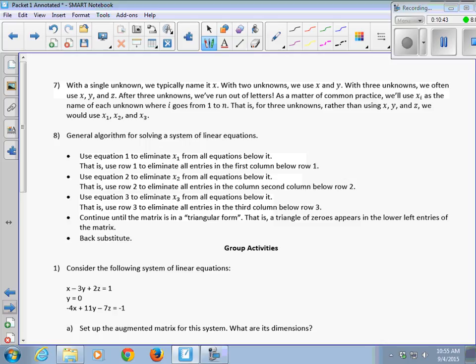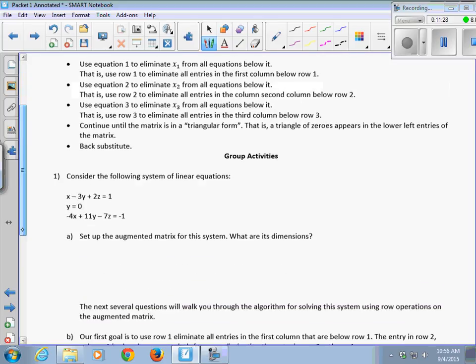So here's your general algorithm. This is how you solve using a matrix and row operations. Use equation 1 to eliminate x1 from all equations below it. Or use row 1 to eliminate all entries in the first column below row 1. Then use equation 2 to eliminate x2 from all the equations below it. Or use row 2 to eliminate all entries in the second column below row 2. And then you just keep going like that until you hit a triangular form. So you have a triangle of zeros in the lower left, and then you back substitute.